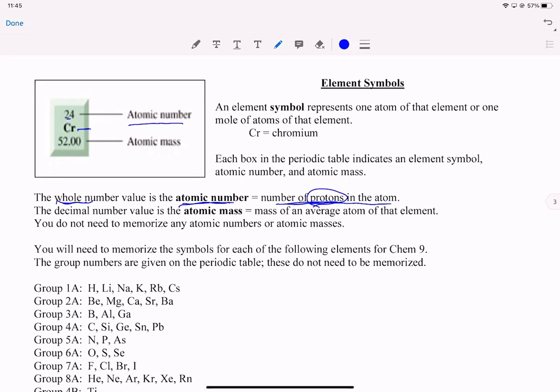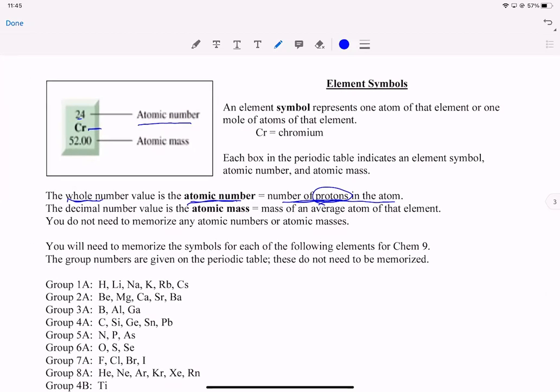Okay, then you have the element symbol. The element symbol represents one atom of that element, and it's usually going to be 1 or 2 letters. That element symbol is equal to the element name, and that's what we're practicing in the free rice. You need to know the element name because the periodic table you're given only has the symbols on it. So this is the symbol. It is 1 or 2 letters.